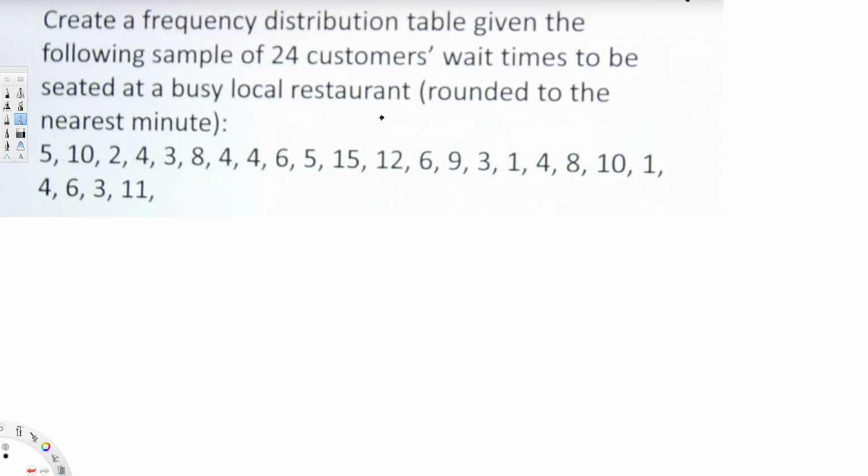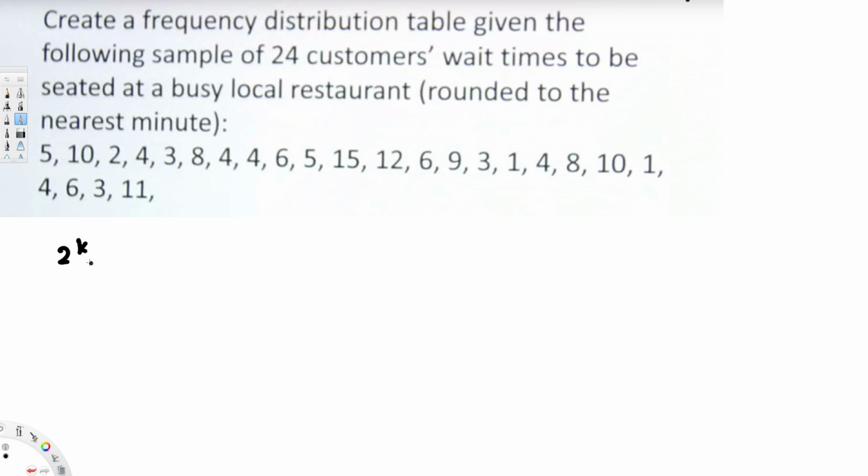And here, the first thing we have to do is figure out how many classes we are going to use. In order to do that, we use the 2 power k rule. The 2 power k rule is basically we put some values in for k and see which one gives us a value that is greater than the sample size. Here the sample size is 24, so let's go ahead and plug in some numbers.